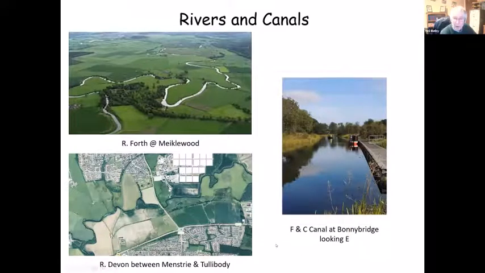And canals as well, they provide good numbers of birds, and they're a nice pleasant walk along the towpath. And this is, as you can see here, the Forth and Clyde Canal at Bonnybridge, looking east.